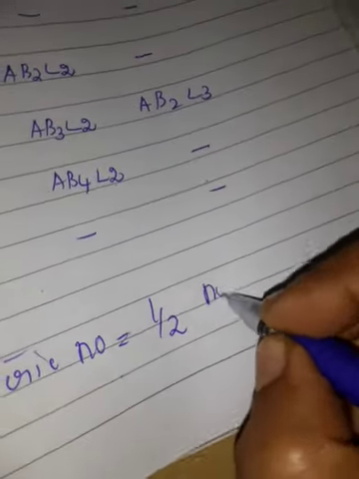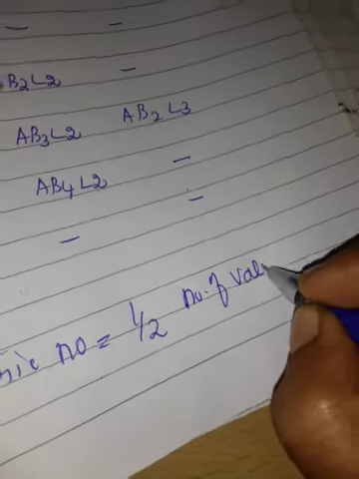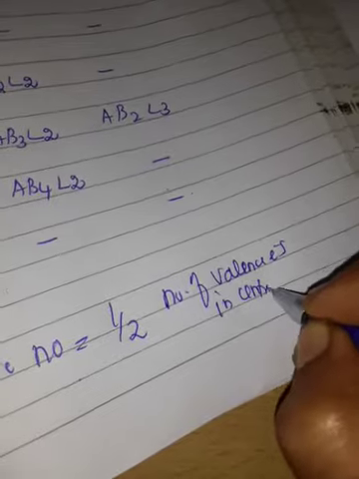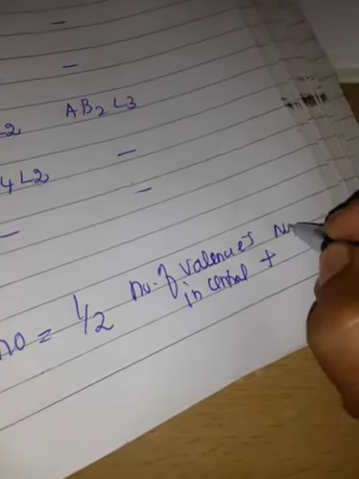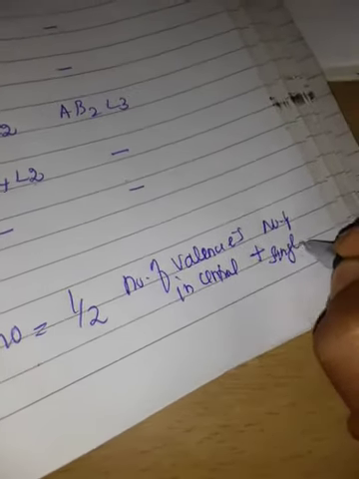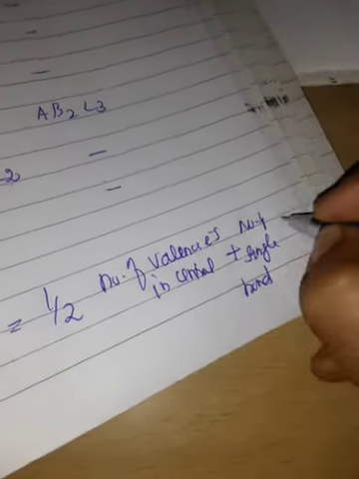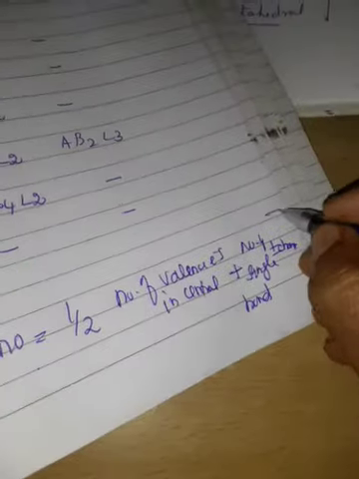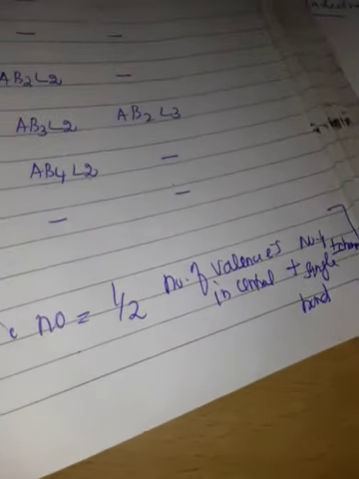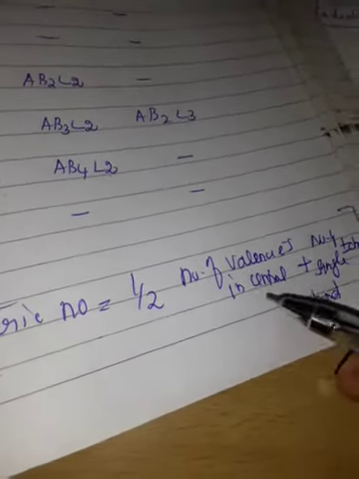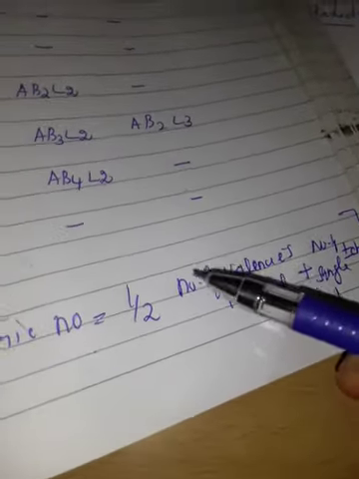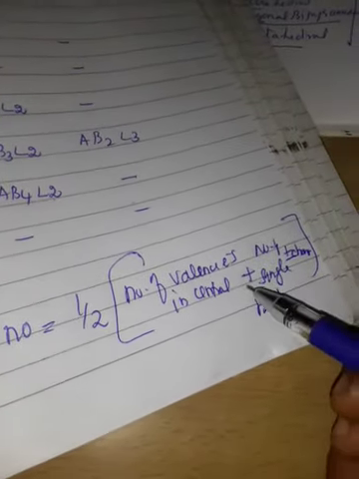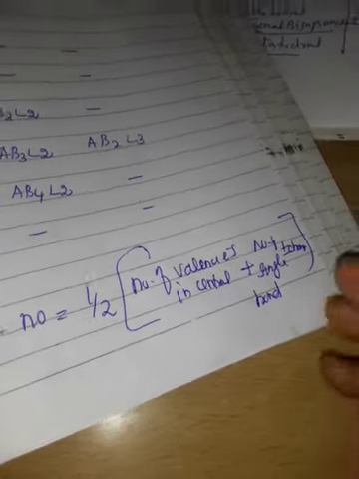Steric number is equal to half into the number of valence electrons in the central atom plus the number of single bonds plus or minus charge. This formula is not given in the book, but for easy understanding of the shape of the molecule, you must learn this formula thoroughly by heart.